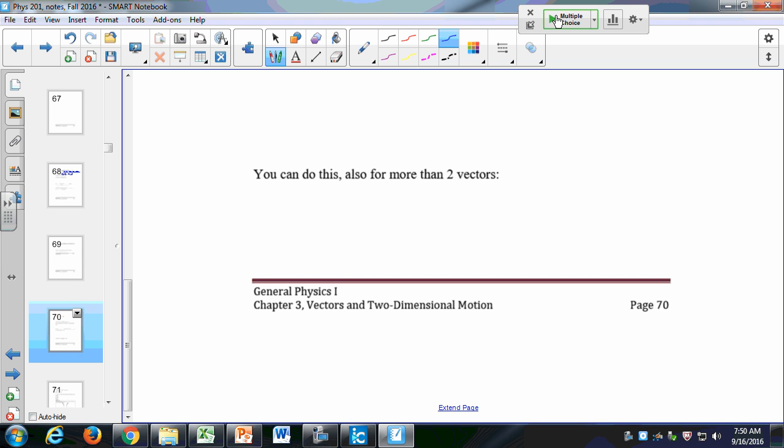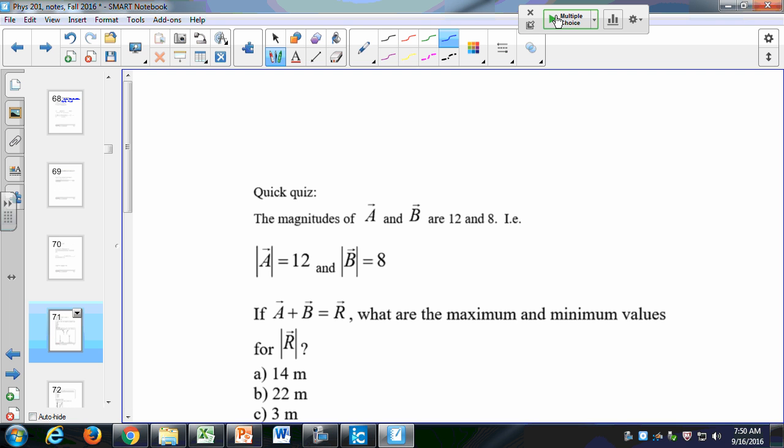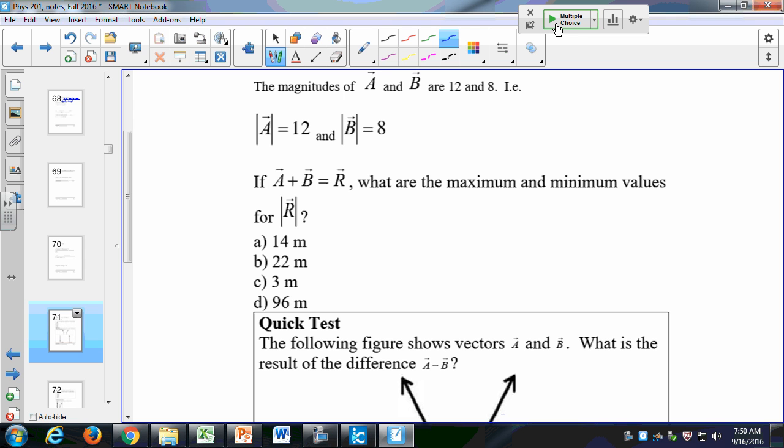So let's say that I have two vectors. On page 71, where you have two vectors, that's fine. A and B are of magnitudes 12 and 8. What are the maximum and minimum values then? Is it 14, 22, 3, and 96?